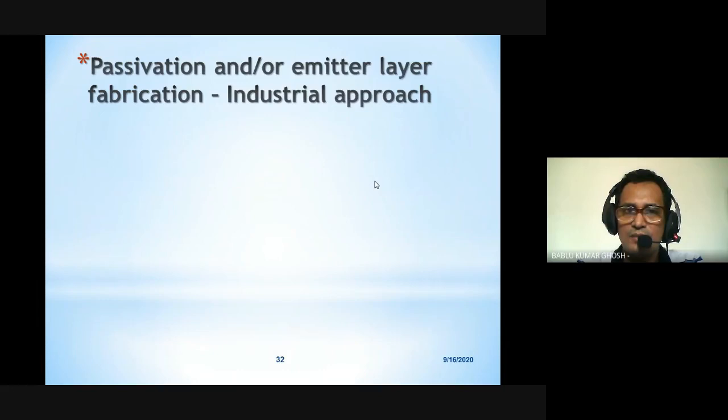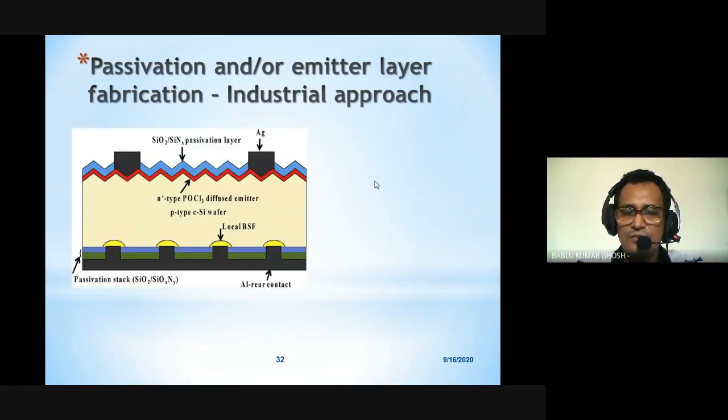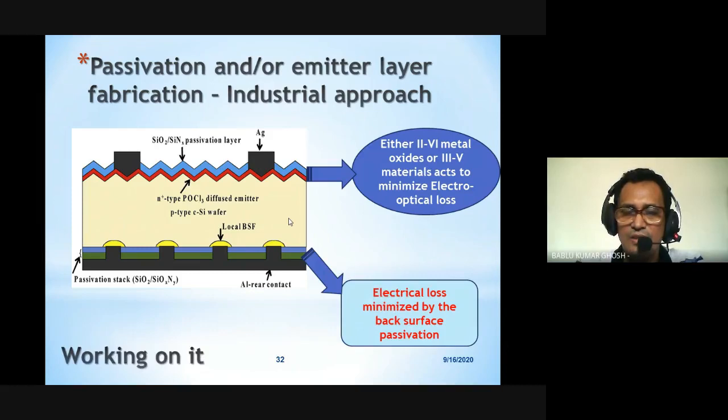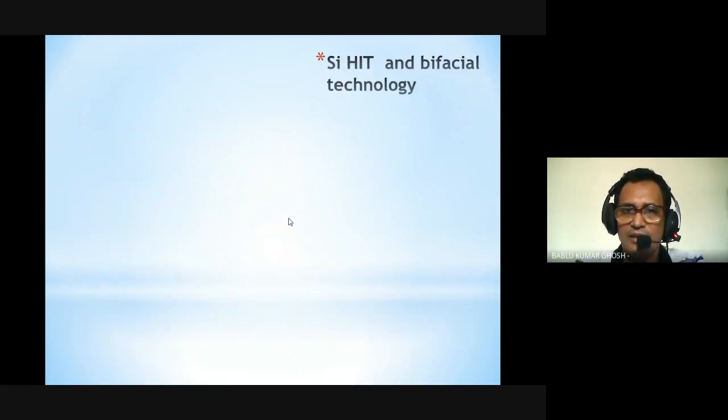In that consequence, passivation and emitter layer fabrication in the industrial approach is most significant. Here you can see the emitter configuration at the top with the least area of metallic contact, and the back designed and developed for passivation effect to minimize loss at the back. Ultimately it can minimize the thickness of the active layer, which reduces the production cost, and at the same time it can promote the efficiency. That's the industrial approach; the PERC or TOPCon configuration is now very auspicious, and that work is also progressing. We are also contributing a bit on it. Then it is followed by SHJ technology.